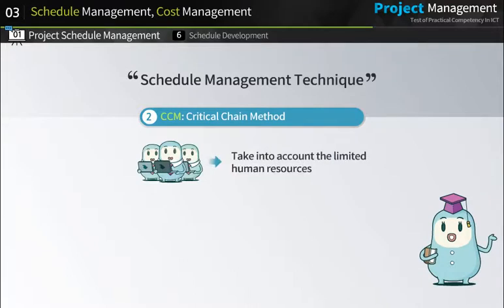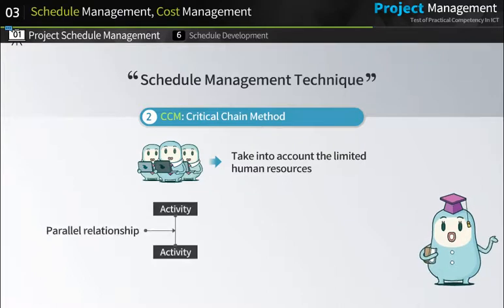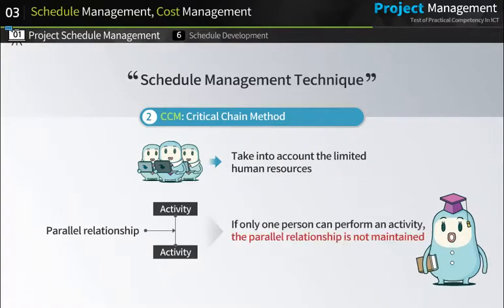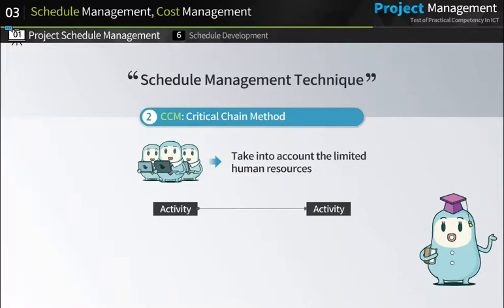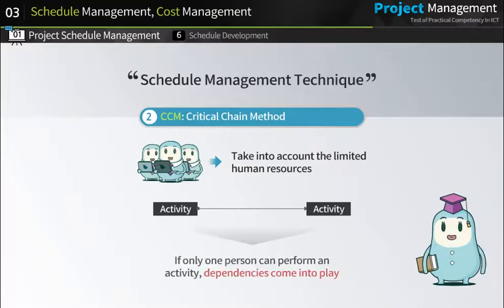Second, critical chain method. This schedule management technique takes into account the limited human resources available for a project. For example, let's assume that 2 activities in a project are in a parallel relationship. If only one person can perform an activity, the parallel relationship is not maintained. Because if only one person can undertake an activity, it involves dependencies, not a parallel relationship. Given that a person cannot perform two activities at the same time, the critical chain method takes into account the limited availability of resources with regard to project scheduling.